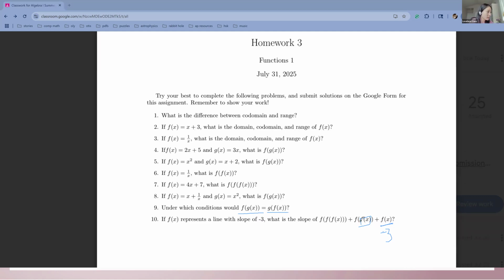So if that makes sense, then you can just put 9 here. And then this one would be the same. It'd be -3 times -3 times -3, which is -27. And then you just add that to get -21. The main thing is that f of x has a slope of -3 times -3. If that makes sense, then that's good.